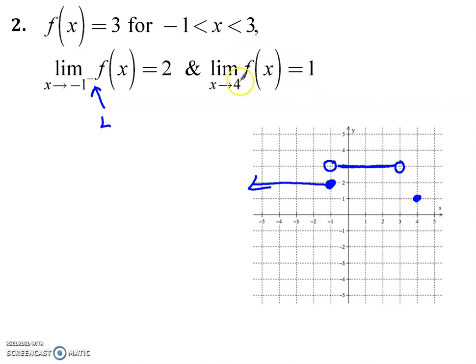Okay, but since the limit from both sides is 1, it means the part coming from the left has to be connected to that point, and the part to the right. Okay, so this part and this part have to be connected to this point. And again, this little part right here could have been whatever you wanted. I just typically do lines.